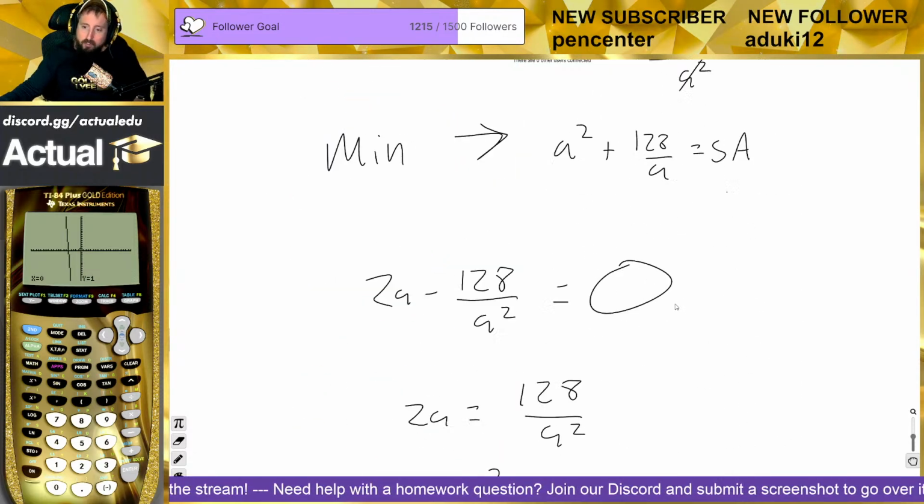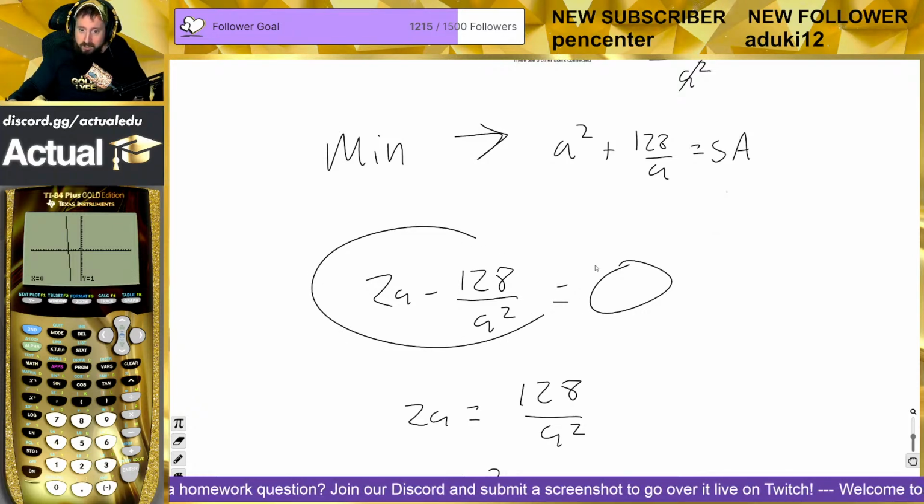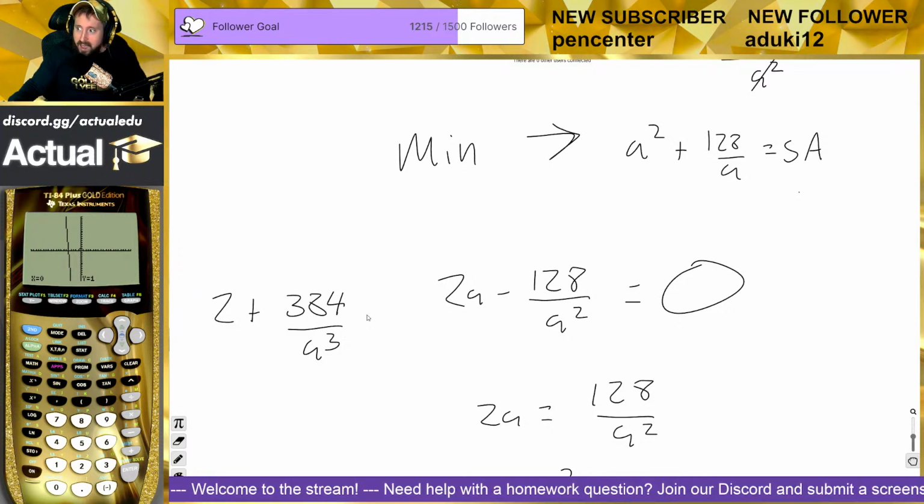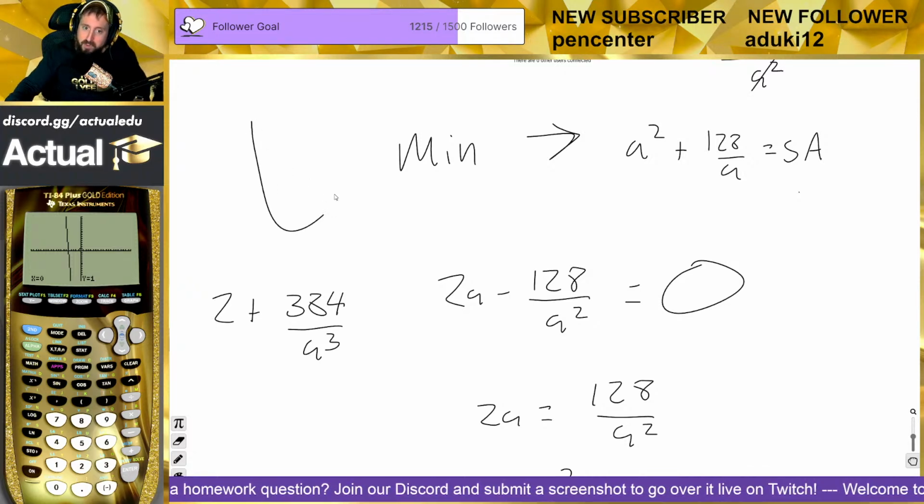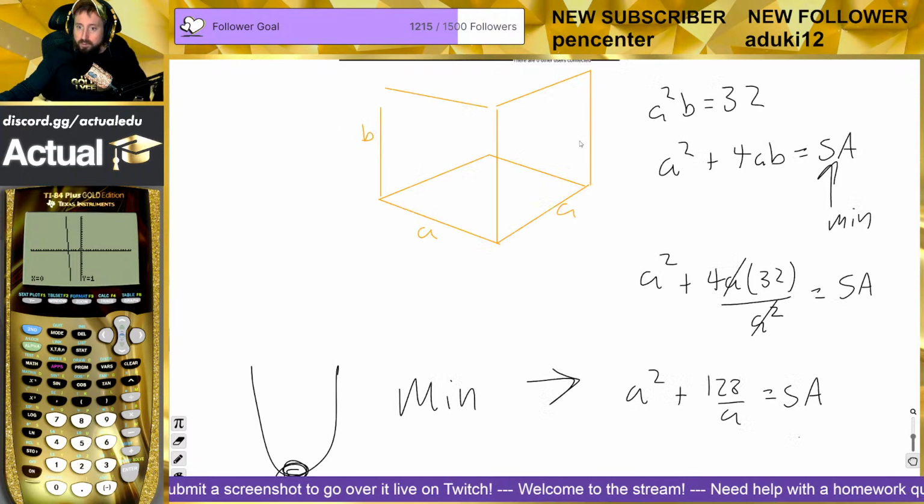All right. So what I really should check, though, is to see if that's a max or a min, is take the second derivative of this. Okay. The second derivative of that would just be 2, and then it's plus 3 times 128. What's that? 384, I think. 384 over A cubed. And that is going to be positive. Okay, cool. So if the second derivative is positive, it means it's concave up, which means it's a minimum. And because the derivative is 0, we're at what's called the critical point.